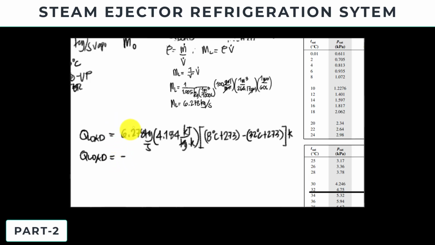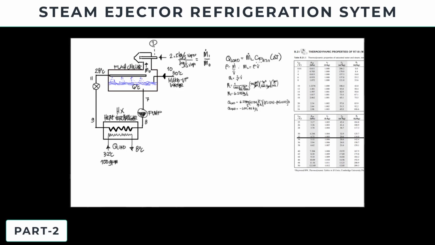Now this is equal to 630.411 kilojoule per second. Now let's try to initiate an energy balance, isolating the heat exchanger. You will notice from here that for energy entering and energy leaving, we will try to balance energy entering and energy out.